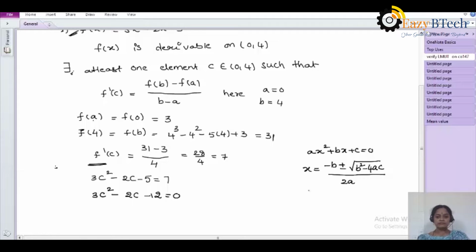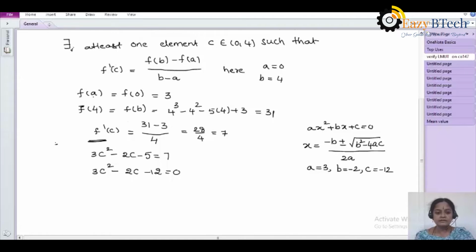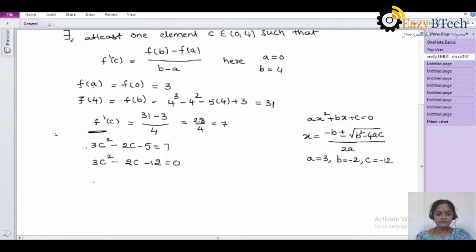Comparing the equation, the value of a is equal to 3, the value of b is minus 2, and the value of c is minus 12. Substituting the values to find the roots of this equation, c is equal to minus b, that is the formula, students. Already b has a minus here. Then 2 plus or minus root of b square minus 4ac within the roots, divided by 2a.